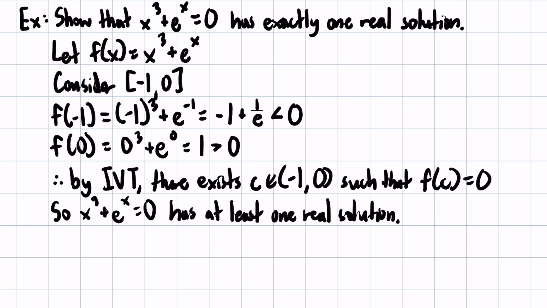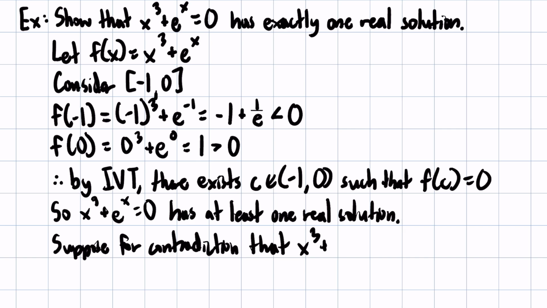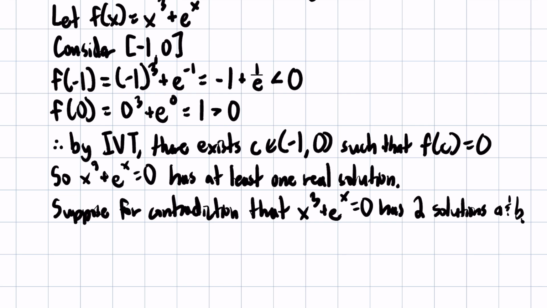So we're going to suppose for contradiction that this function has two solutions, A and B. And we're going to suppose without loss of generality, so basically, that just means that we could have done this either way. We're just picking this way, and it doesn't make a difference. We're going to let A be less than B.